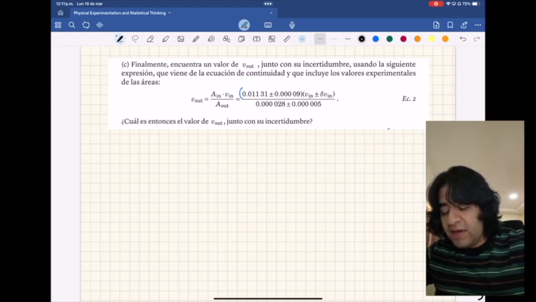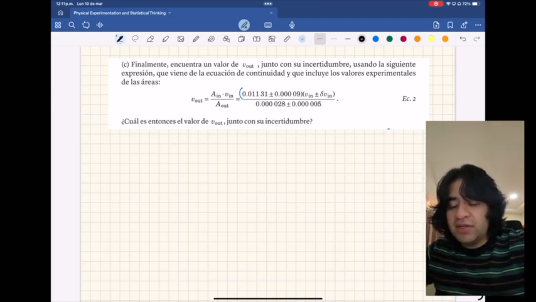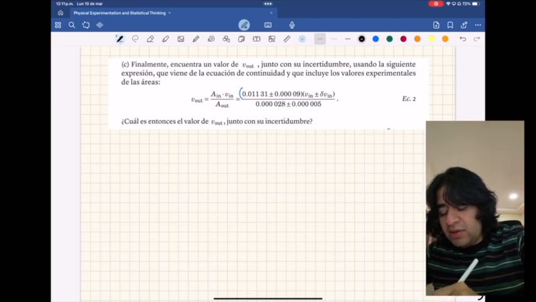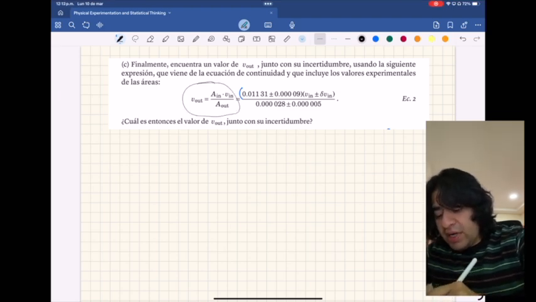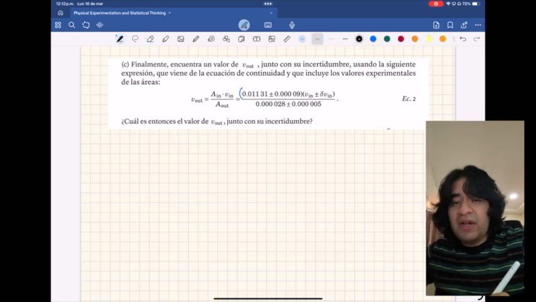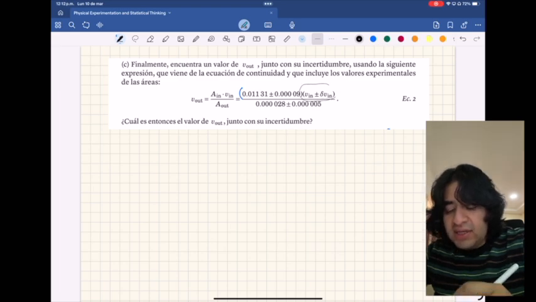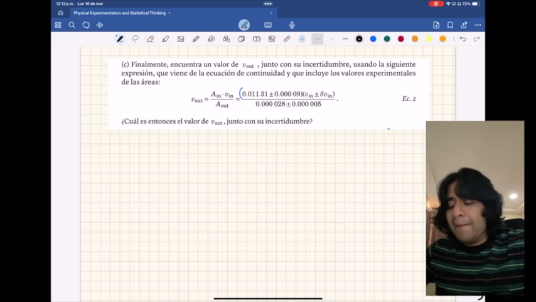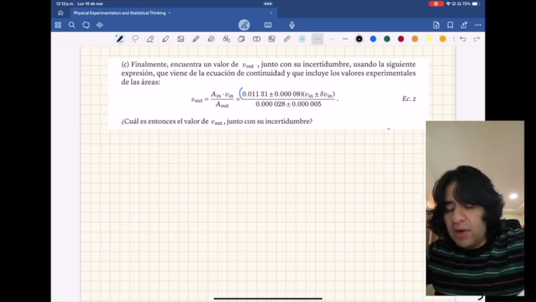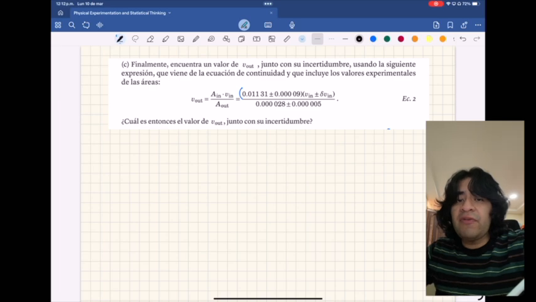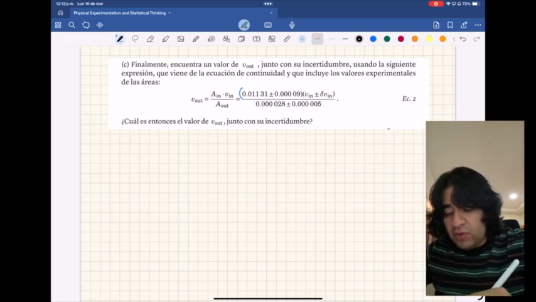Now finally we have to find the outlet velocity with its respective uncertainty. For that we also have already an equation with the experimental values obtained, and here we are using the inlet velocity we calculated in the previous section. So our first step is to use the previous data we obtained for the calculation.